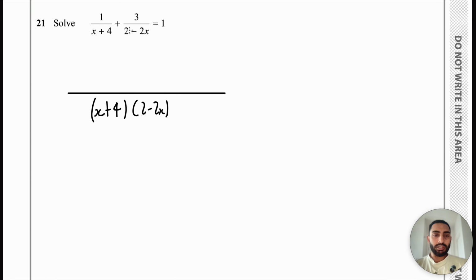And I'm going to cross multiply. So I'm multiplying this left-hand side by 2 minus 2x. So it becomes 1 multiplied by 2 minus 2x, which is just 2 minus 2x. And then I'm doing 3 multiplied by x plus 4. So 3 times x is 3x, and 3 multiplied by 4 is 12. I'm going to clean this up, so I'm going to collect up my like terms. So I have 2 plus 12, which is 14. Negative 2x plus 3x, so that's plus 1 lot of x, so 14 plus x as my numerator.